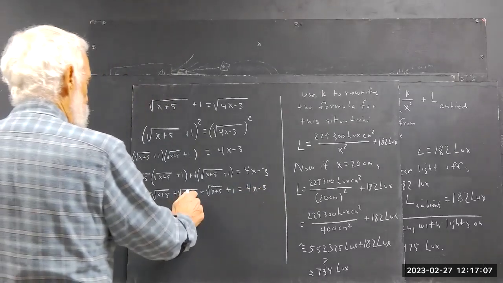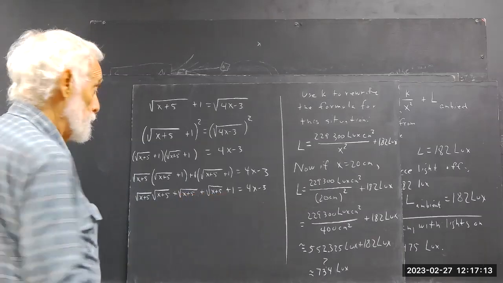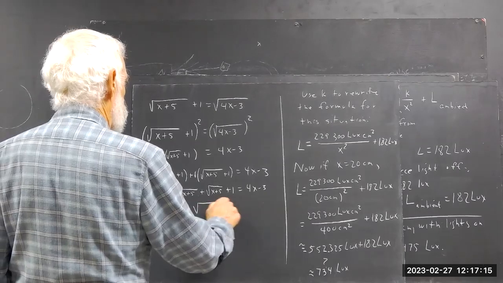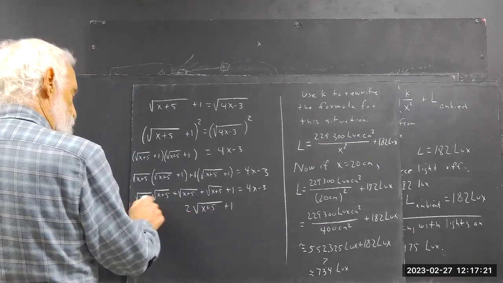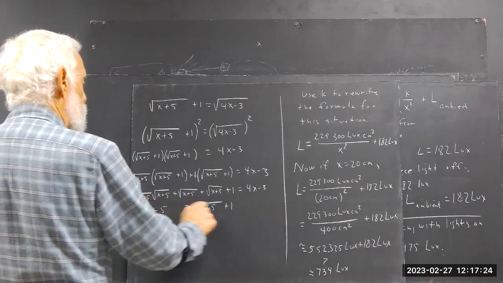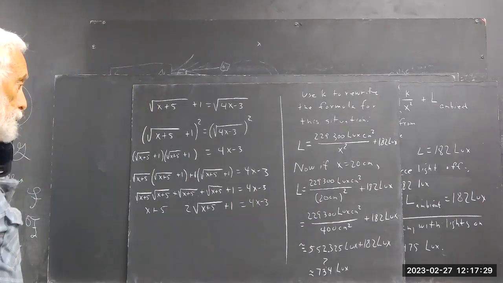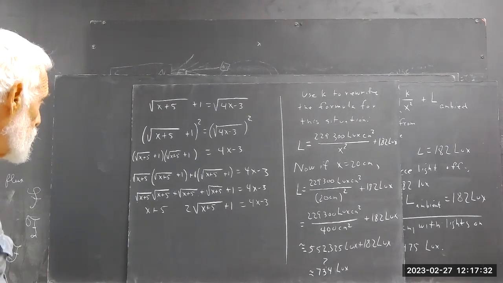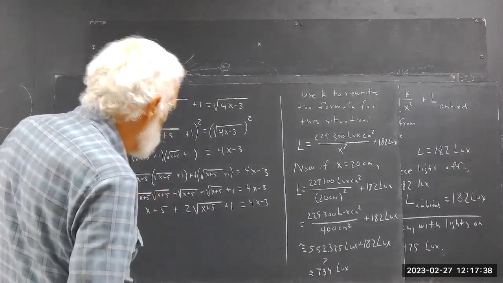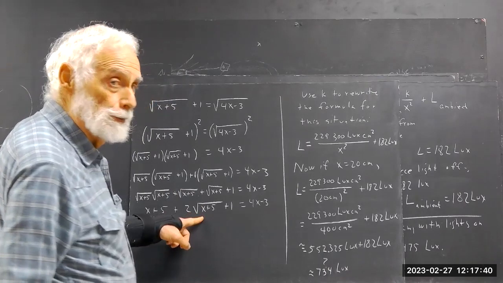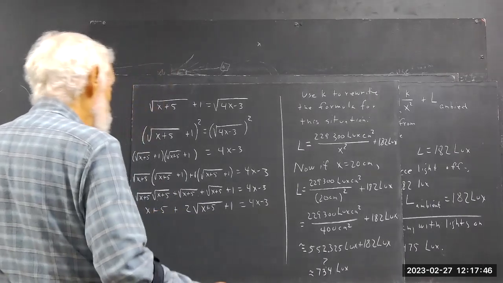Again, I'm going into more detail than we usually need. But of course, we get the square root of x plus 5 plus the square root of x plus 5, which is 2 times the square root of x plus 5. And then the product of these square roots is just x plus 5. And that gives us 4x minus 3. Now what we're going to have to do is end up with the square root of x plus 5 term by itself and put everything else over the other side.